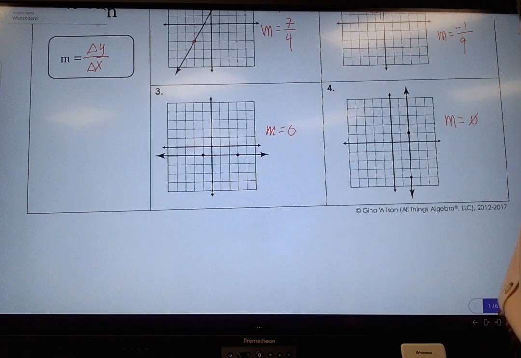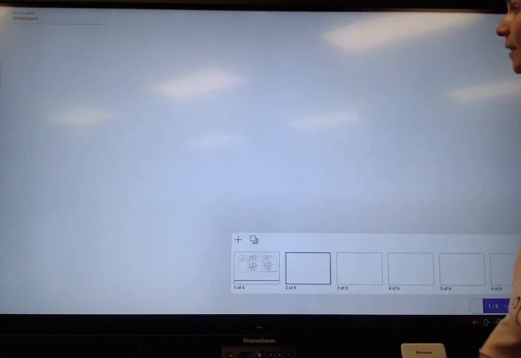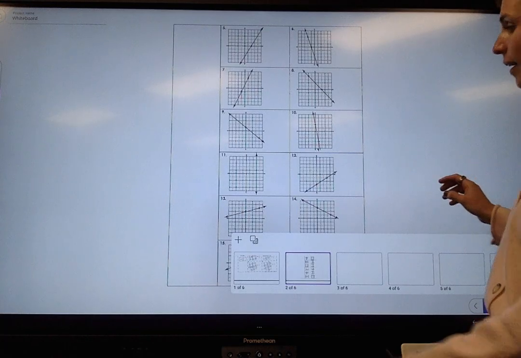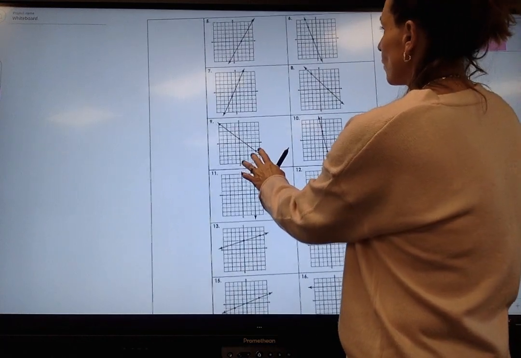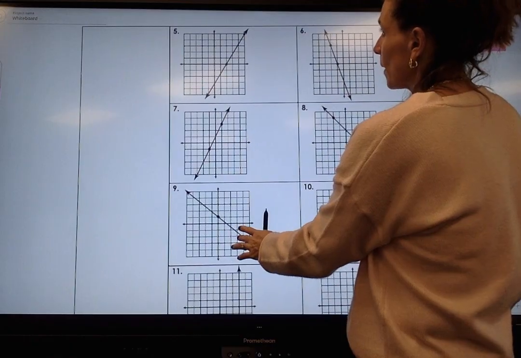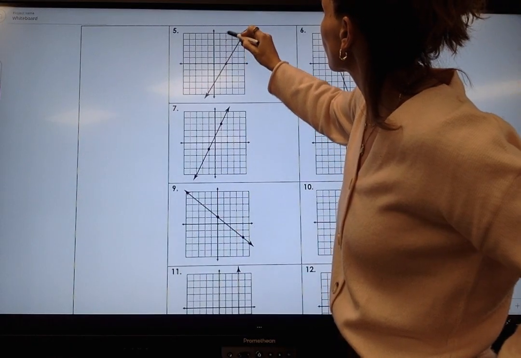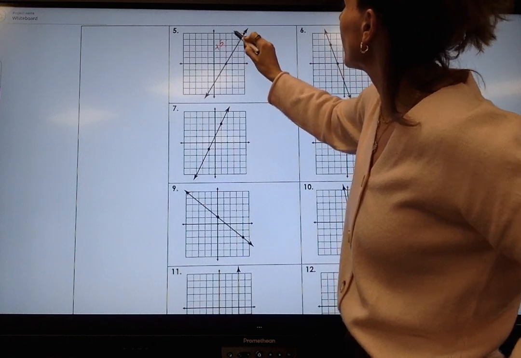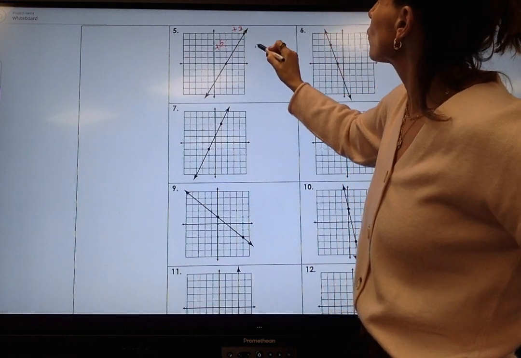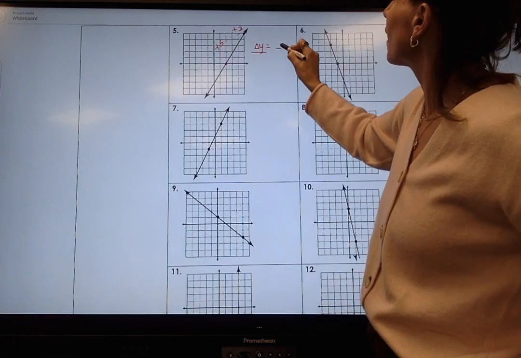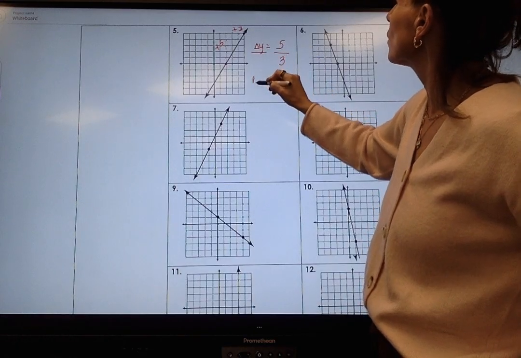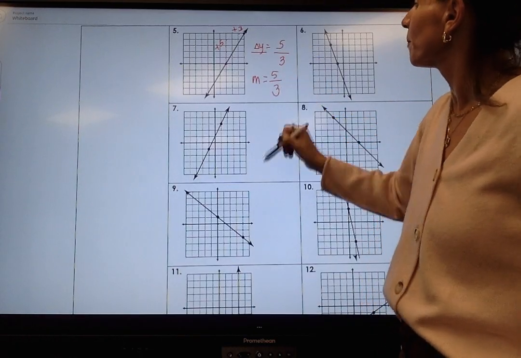Okay? All right, let's look at the next page. And let's just do a couple more. So we'll do the odds on this page. So my change in y is 1, 2, 3, 4, 5. And my change in x is 3. So change in y is 5 over 3. So my slope is 5/3.